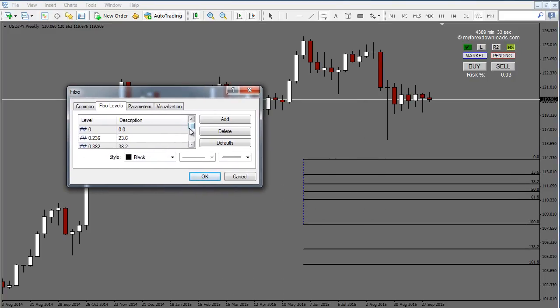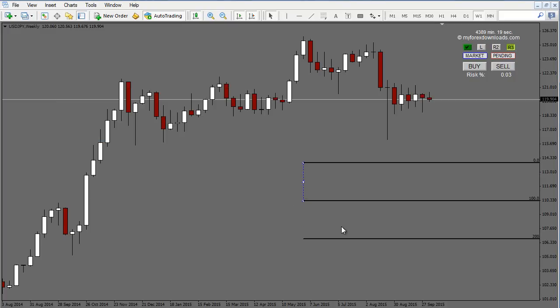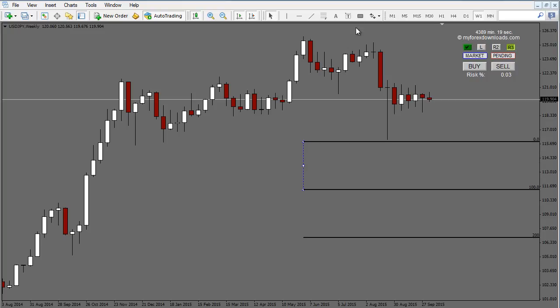What I'm going to do this time is get rid of all these inside levels. I'm going to get rid of the 618 and the 382, and I'm just going to add a second level here. That's the number 2, and I guess we can write 200 here if we want to, and hit OK. So this is not a Fibonacci level. What we're doing in this case is taking our anchor points, the 0 to 100, and just adding that distance again to the bottom.